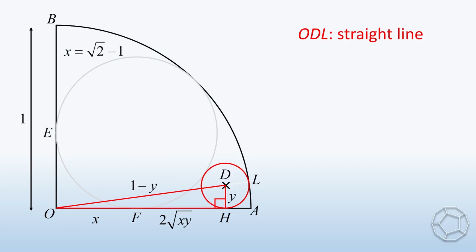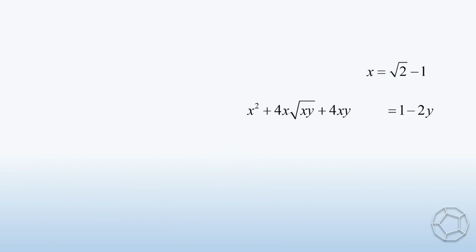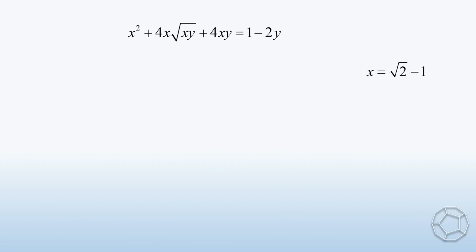If we look at the red triangle, then bracket x plus 2 times square root xy whole square plus y square is equal to bracket 1 minus y whole square. Let's expand the two perfect square terms on both sides like this. We can cross out the y square terms. Let's see how to solve this equation with some special tricks. We group these two terms of y to get 2y times bracket 2x plus 1.